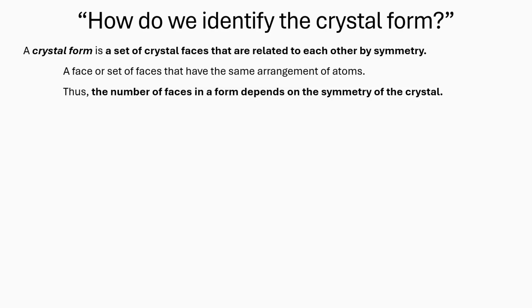Welcome back. Today we are going to see another topic on how to identify the crystal form. A crystal form is a set of crystal faces that are related to each other by symmetry. It's nothing but that particular form, how it is related to the symmetry. That is how the forms are formed, and it indirectly indicates the arrangement of atoms in the crystal, and the number of faces in the form mainly depends on the symmetry. That we have also seen in the earlier lectures.